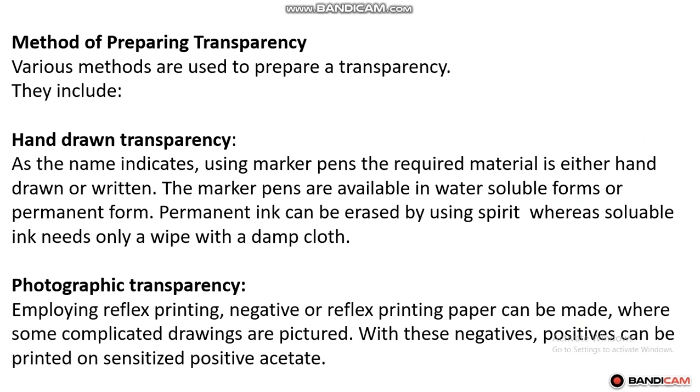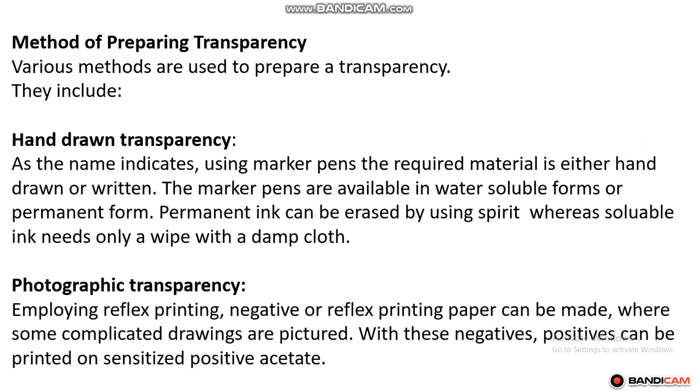Next, we keep transparencies on this overhead projector. So how do we prepare these transparencies? There are mainly two types of transparencies: hand-drawn transparencies and photographic transparencies. Hand-drawn transparencies, as the name indicates, use marker pens. The required material can be either hand-drawn or written. With the help of a marker pen, we write the content or draw pictures onto these transparencies. Marker pens are of two types: you can use either water soluble or permanent. Permanent ink can be erased with spirit. If you are using the soluble one, we can erase it with the help of a damp cloth.